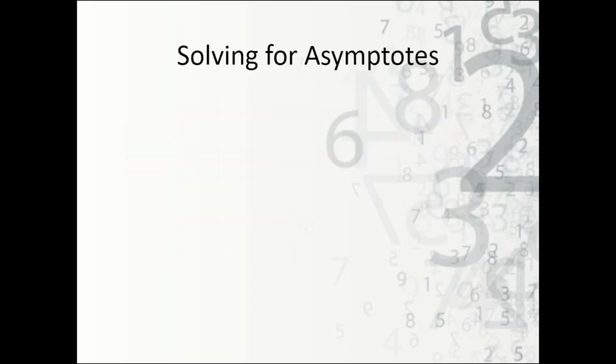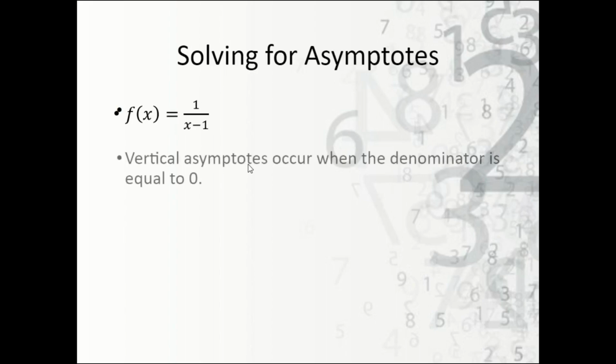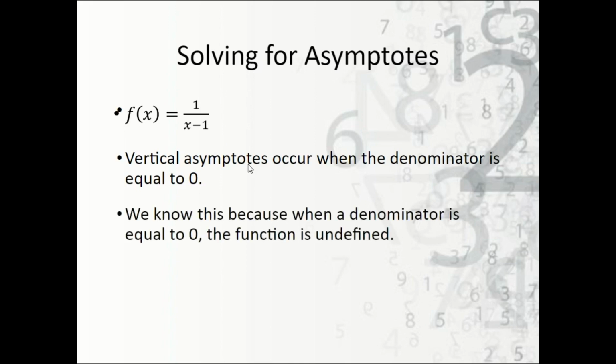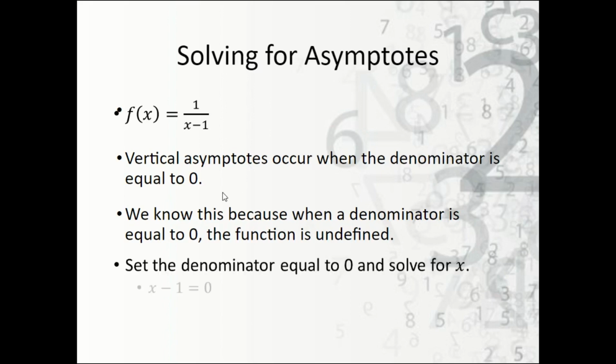So let's talk now about how we can solve for asymptotes. Well, if we're given a function like this, f of x is equal to 1 over x minus 1, what we need to do is recognize where the vertical asymptotes occur. And they occur when the denominator is equal to 0. We know this, again, because when the denominator is equal to 0, the function would be undefined. So we set the denominator equal to 0. So x minus 1 is equal to 0, and solve. We add 1 to both sides, and we get x equals 1. So this is the location of our vertical asymptote.